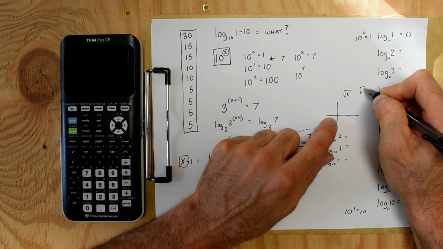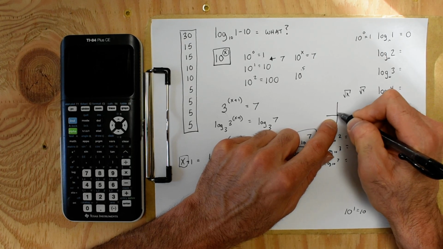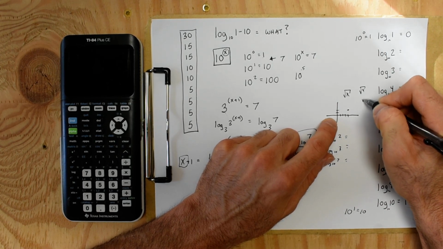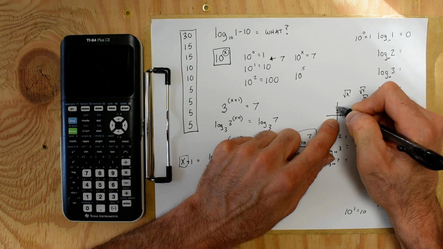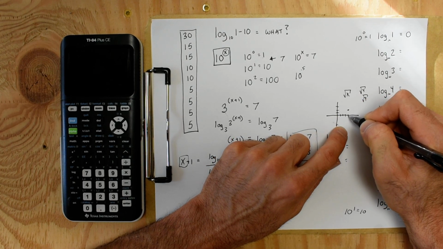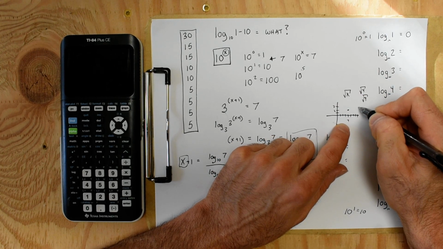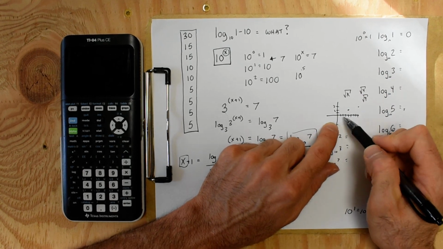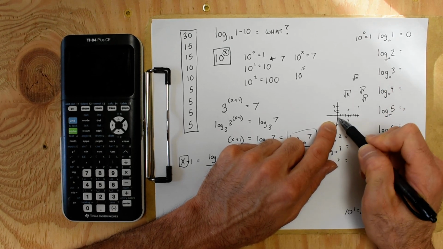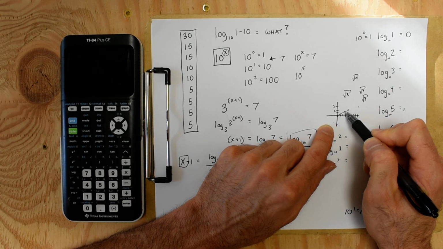If we have the square root of 4, 1, 2, 3, 4, what's that? That's 2. And let's do the square root of 9. Isn't that 3? This is 1, 2, 3, 4, this is 2, this is 3, 4, 5, 6, 7, 8, 9. And then what's the square root of 0? That's 0. So this thing goes up like this.